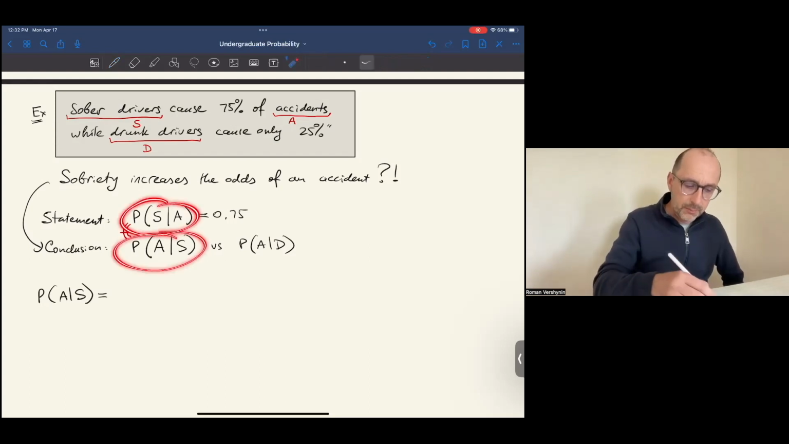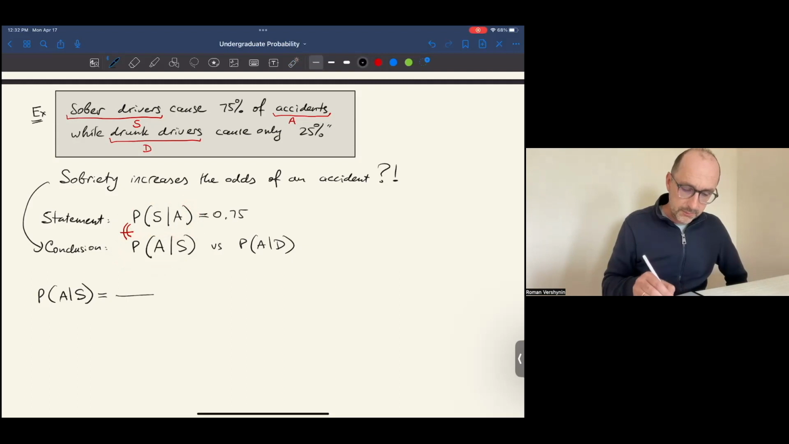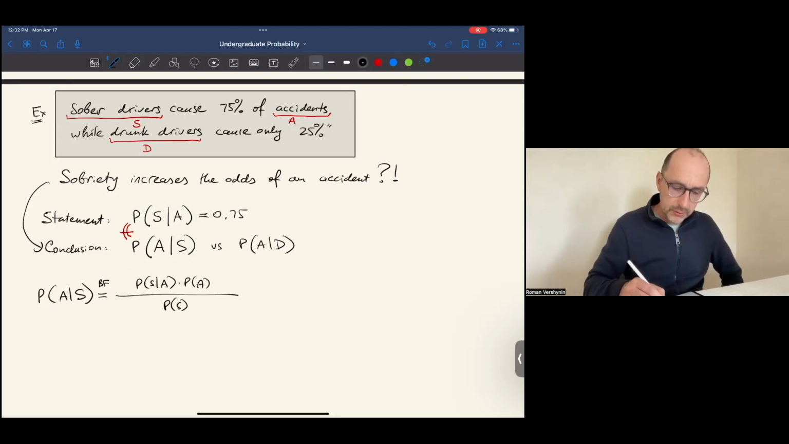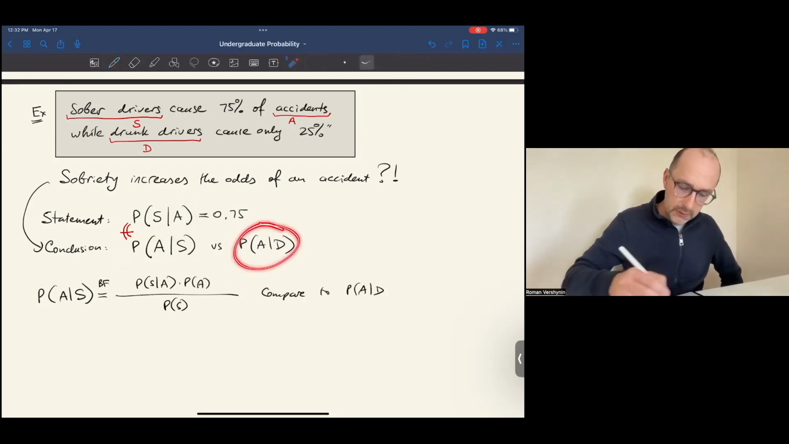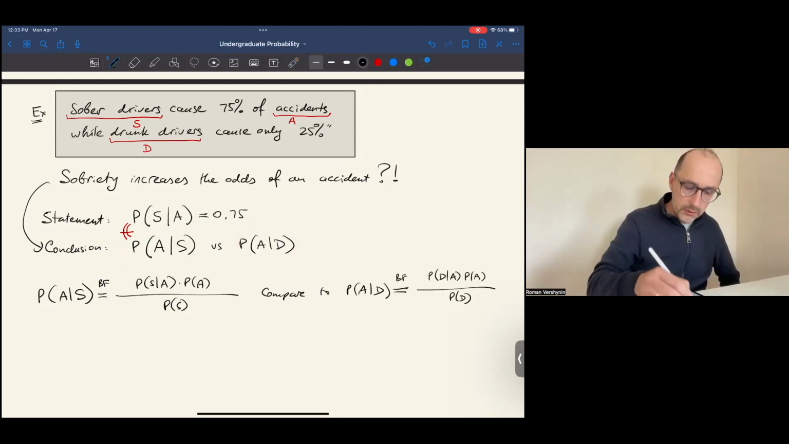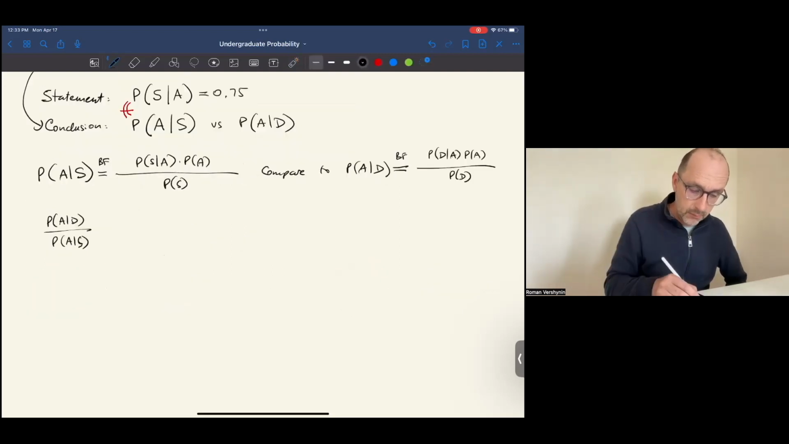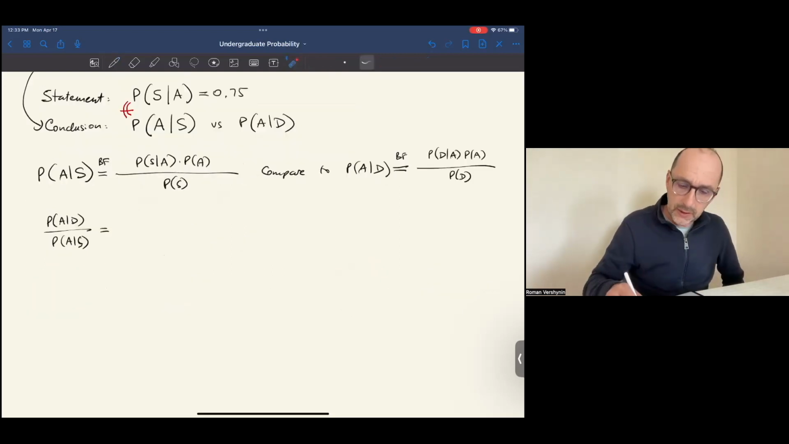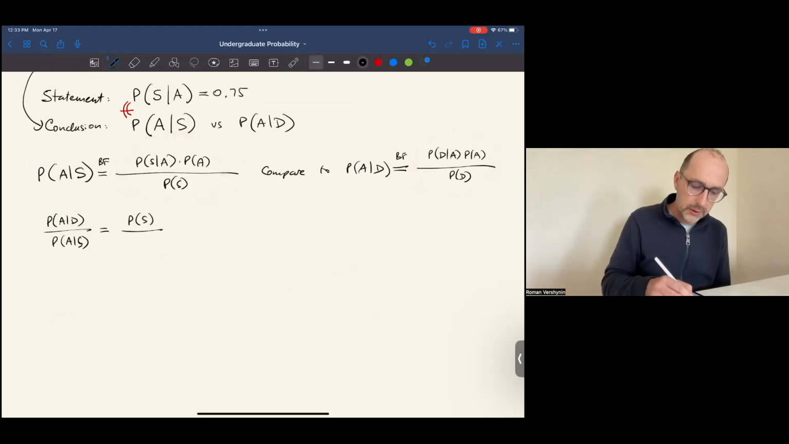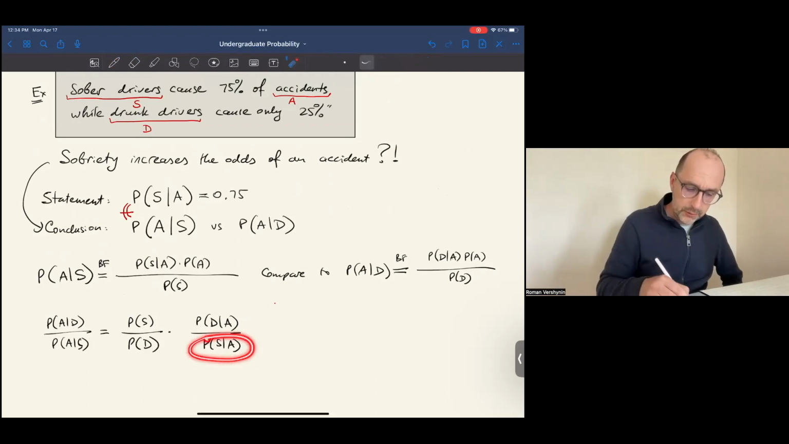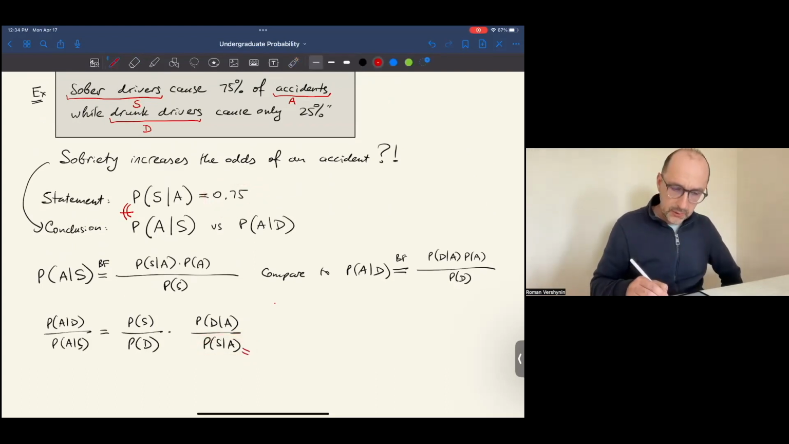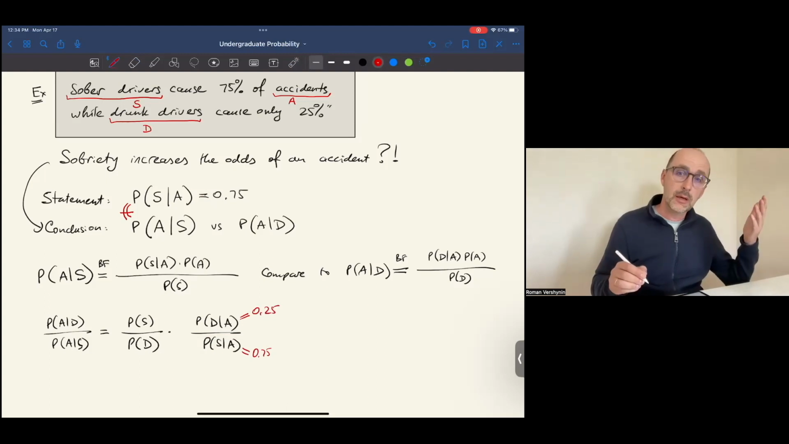To correctly relate these two probabilities, we can use Bayes' formula: P of A given S equals P of S given A times P of A over P of S. And we should compare this to P of A given D, which we'll again compute by Bayes' formula. To compare them, let's just divide one by the other. This way you will see which one is larger. So as we divide this by this, we can organize this as P of D over P of S times P of S given A over P of D given A. This is 0.75, the probability that an accident is caused by a sober driver. And this probability is 0.25, the probability that the accident is caused by a drunk driver.